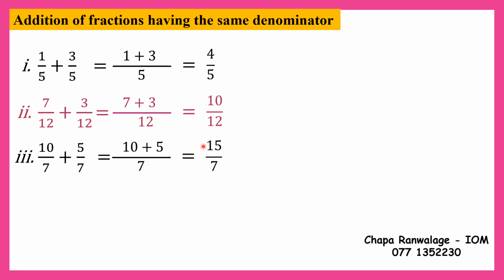Why? Here, can you see this numerator is greater than this denominator? Can you see? So we cannot give the answer as this, an improper fraction. We know this type of fraction is called an improper fraction. So here you can see the numerator is greater than the denominator.